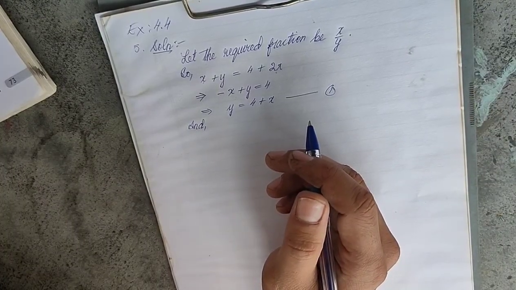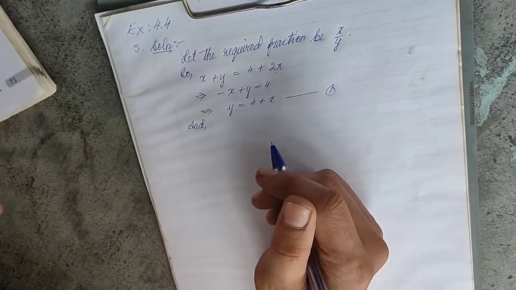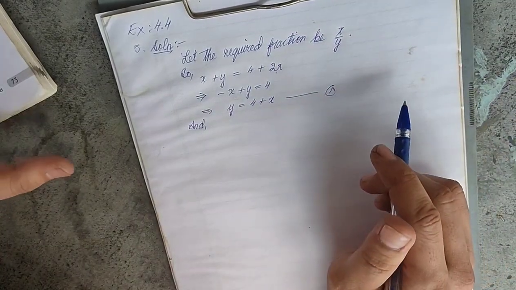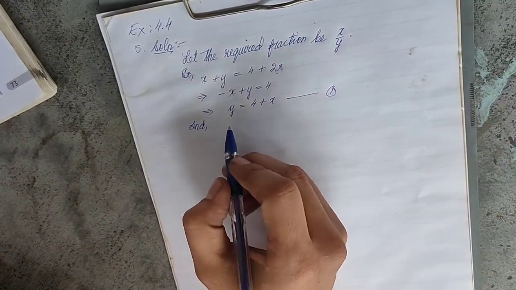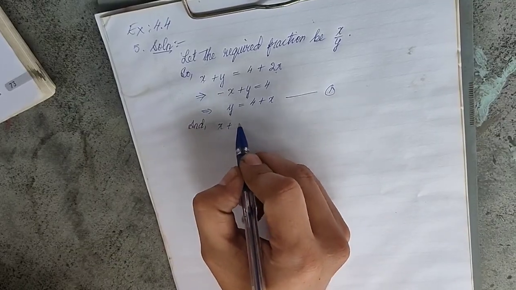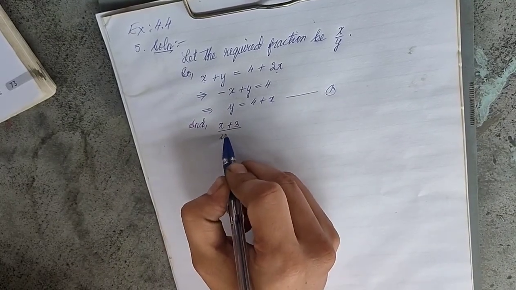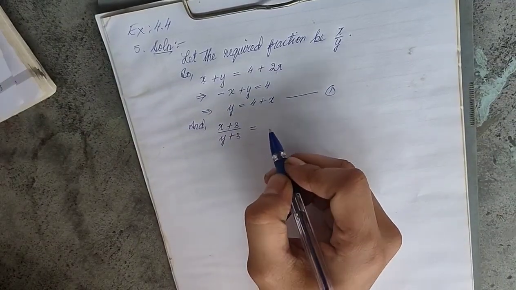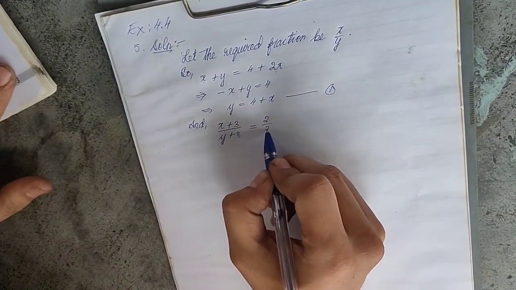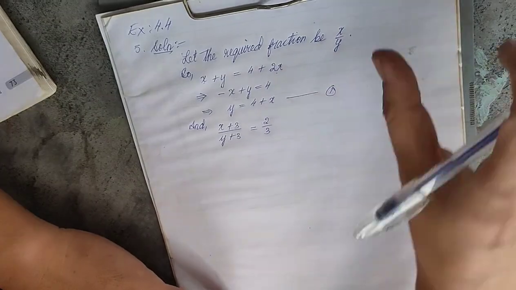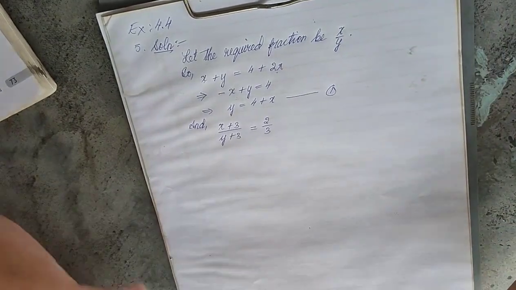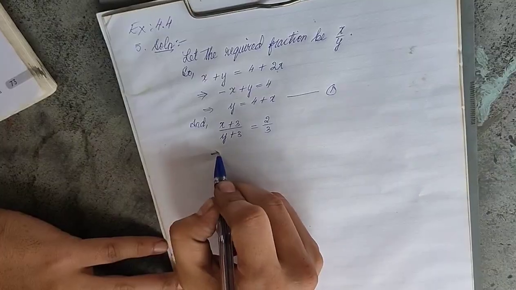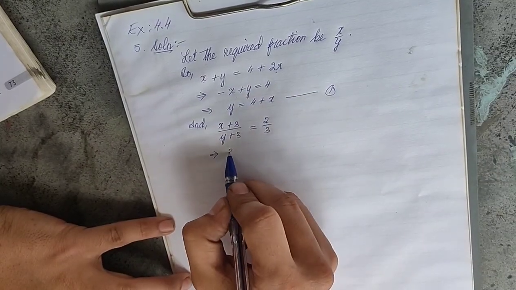If the numerator and denominator are increased by 3, they are in the ratio 2:3. Numerator plus 3, denominator plus 3, the ratio is 2 by 3. We can simplify it by cross multiplying.